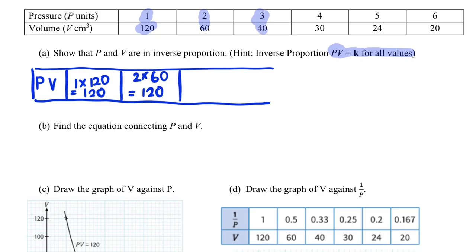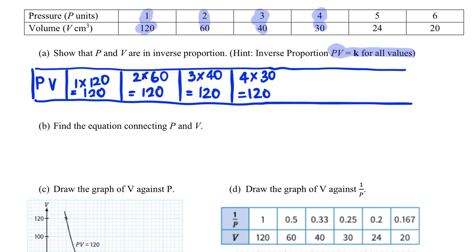The next set will be 3 times 40. And let's continue for 4 times 30. And the last two set of values, indeed, 5 times 24 is 120. 6 times 20 is also 120.